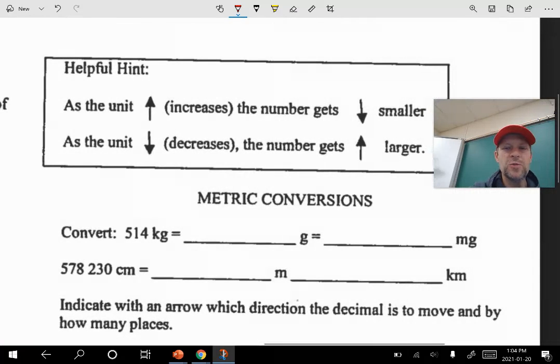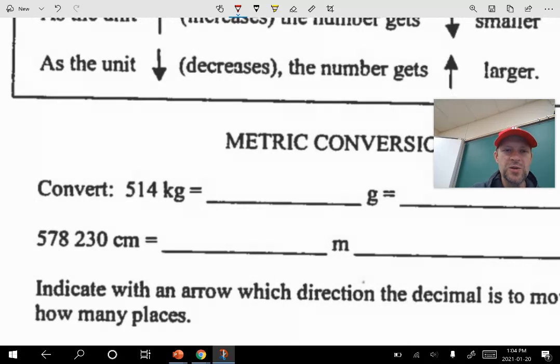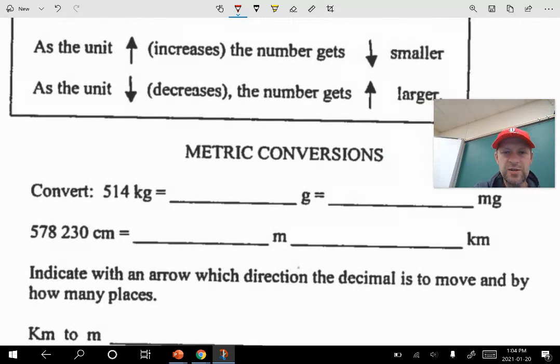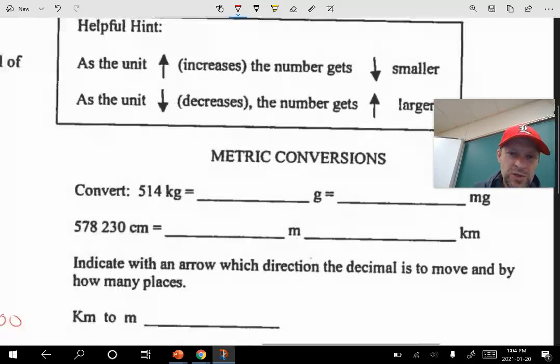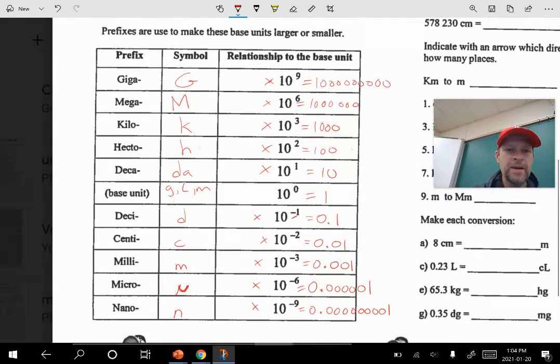So as a helpful hint when we're converting, as the unit increases, the number gets smaller, and as the unit decreases, the number gets larger. So I'm going to show you what to do here. It says convert 514 kilograms to grams. So what you do is you look on the table, and I look where I'm going from. I'm going from kilograms to grams. Grams has no prefix on it, so it's just the base unit.